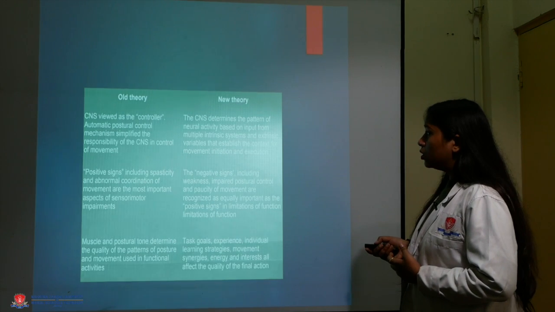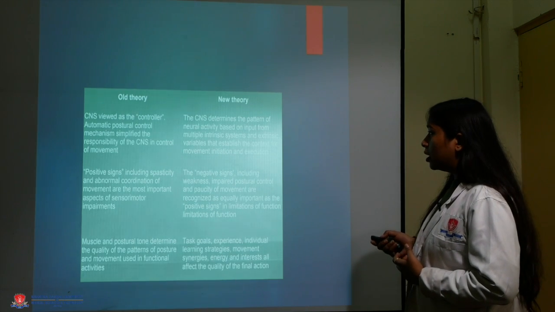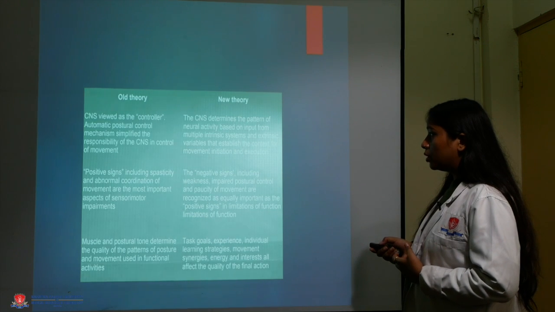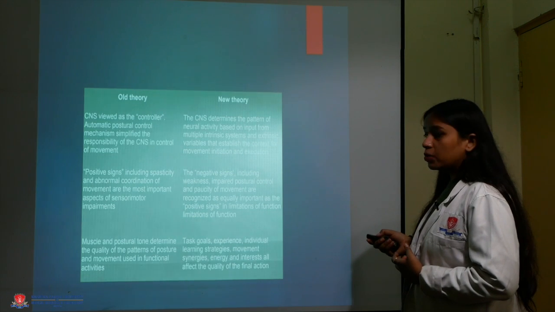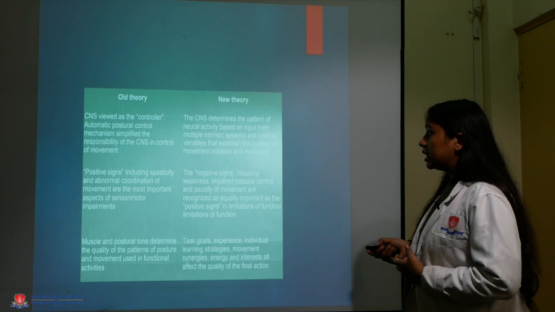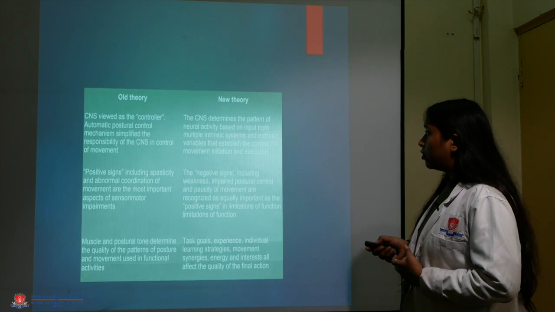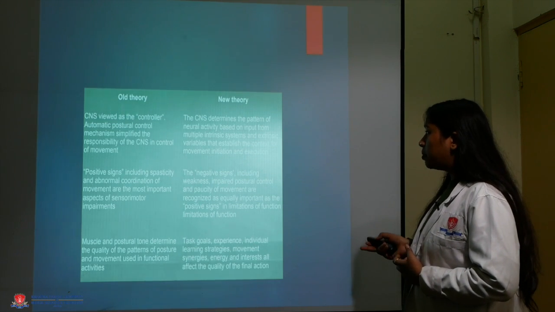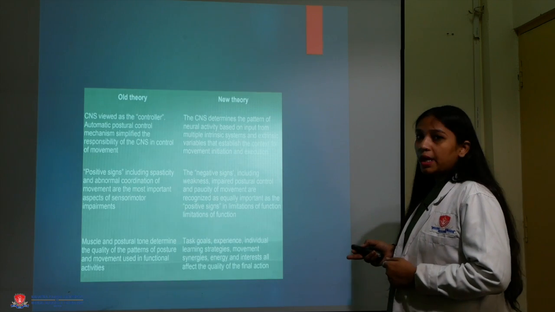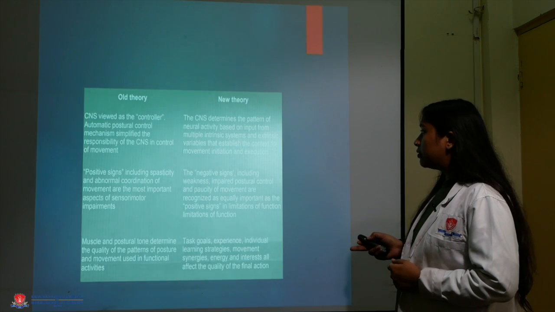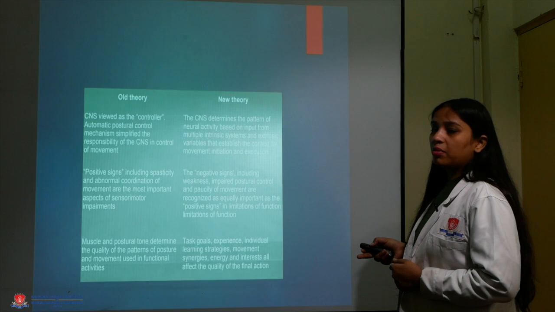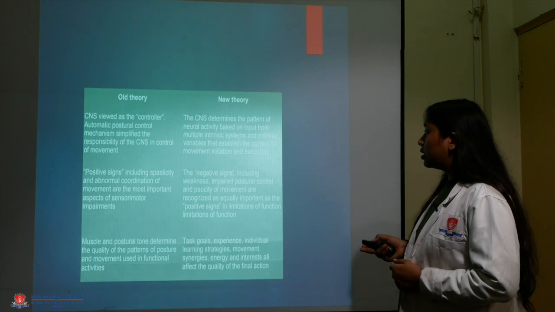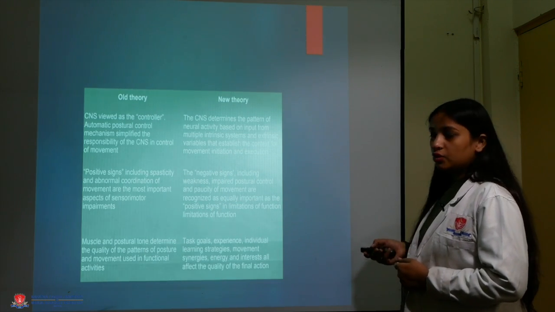Then again in the old theory, the CNS is viewed as the controller, and automatic postural control mechanisms simplified the responsibilities of the CNS in control of movement. In the new theory, the CNS determines the pattern of neural activity based on input from multiple intrinsic systems and extrinsic variables that establish the context for movement initiation and execution.